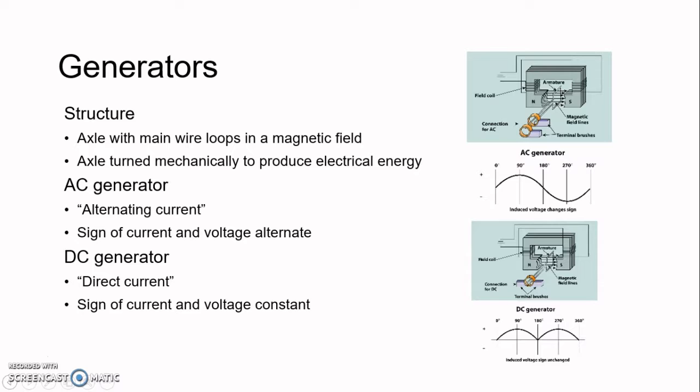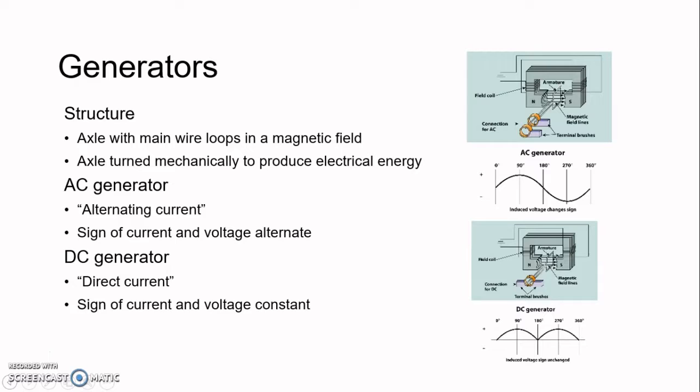So the way that a typical generator is constructed is you have an axle that has the wire loop on that, and then the wires are connected to leads, which will alternate as positive and negative polarity. If they alternate, then your current is also going to alternate along with that voltage. So we call that an alternating current or an AC generator. And that's what we see in the top figure in this slide.